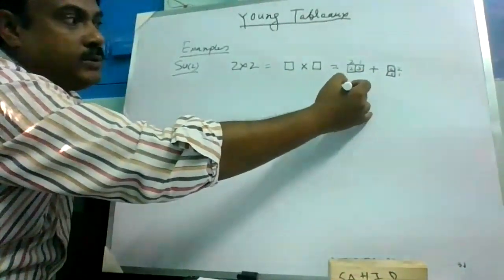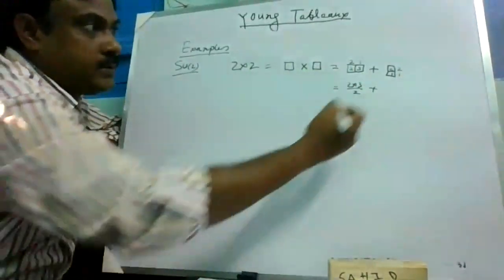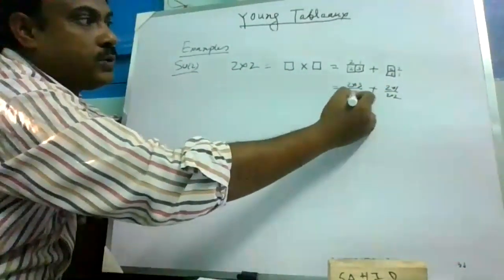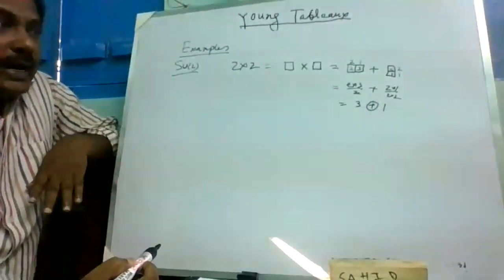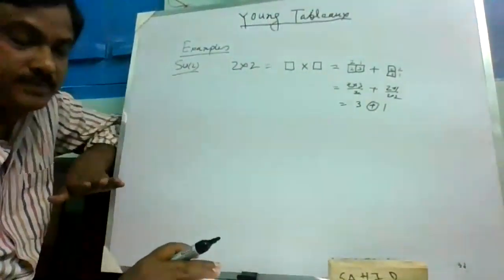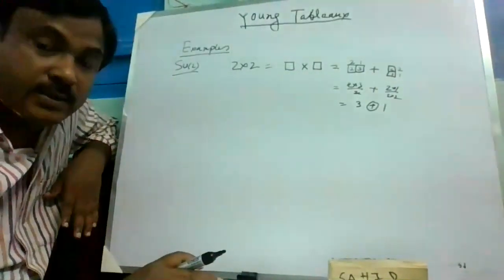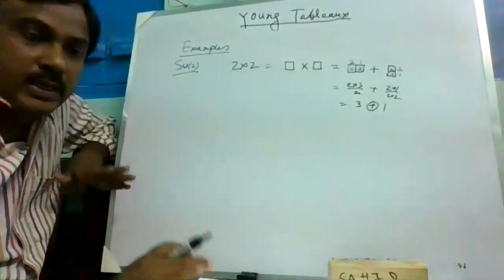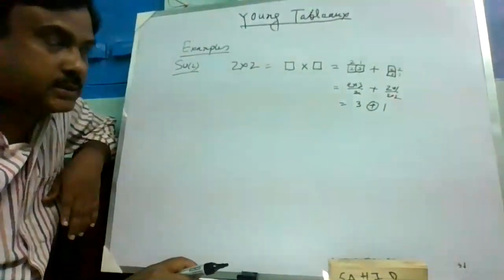So this representation will be 2 into 3 by 2 plus 2 into 1 by 2 into 1. So 3 plus 1. So we write finally 2 into 2 will be equal to 3 plus 1. That means the product of 2 SU2 representations will be a representation whose dimension is 3 plus a representation whose dimension is 1, only 1. There is no other combination.